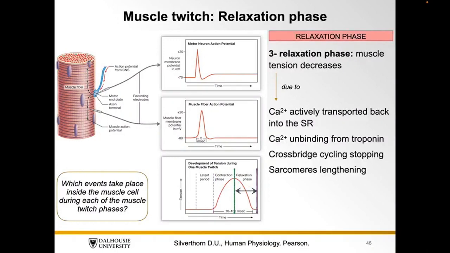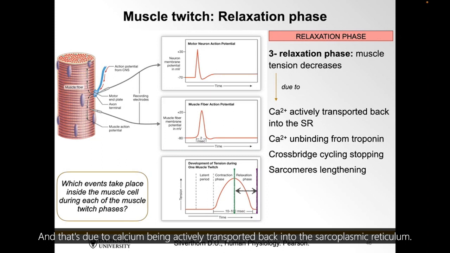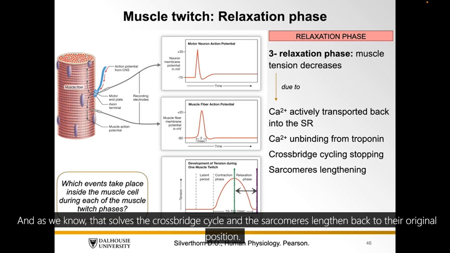And finally, we have a relaxation phase, and that's when muscle tension decreases here. And that's due to calcium being actively transported back into the sarcoplasmic reticulum, which causes calcium to unbind from troponin. And as we know, that stops the cross-bridge cycle and the sarcomeres lengthen back to their original position.